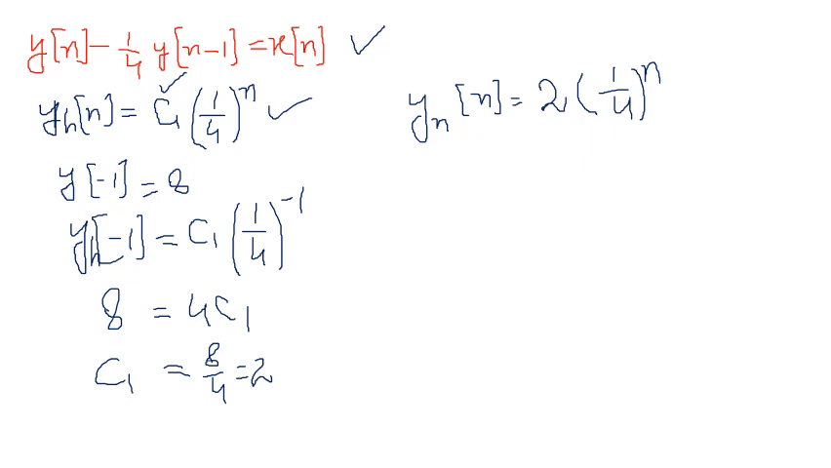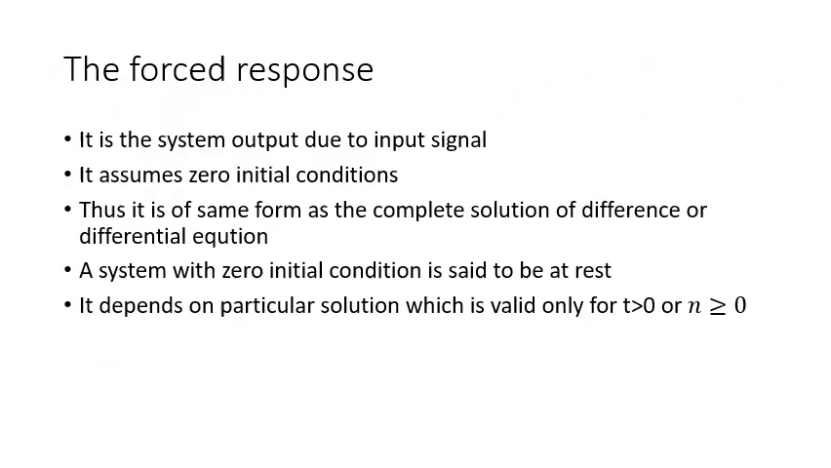So this is the right, and this is valid for n is equal to or greater than minus 1. You know that the complete output is equal to the natural response of the system plus the forced response of the system. So we have talked about the natural response, and now we are going to talk about the forced response.